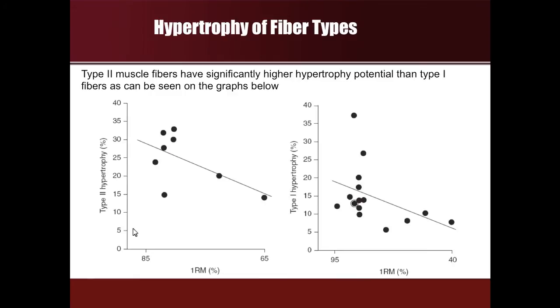Now, this is a little bit tricky graph here, but basically what it's showing is that if you look at type 2 muscle fibers, they're hypertrophying a lot more, around, say, 30% compared to like 20% with slow twitch muscle fibers. So there's quite a large difference. So the point is that type 2 fibers have a greater capacity to grow than type 1 fibers.